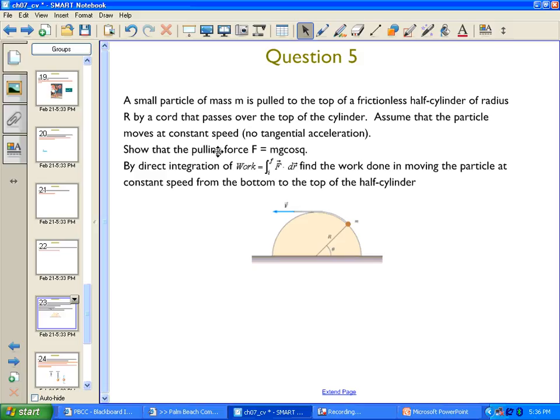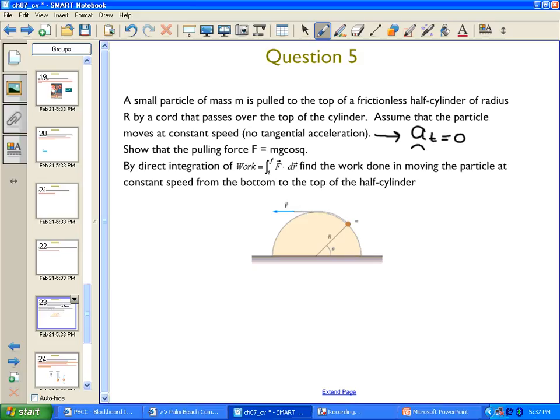Here we're told that a small particle of mass m is pulled to the top of a frictionless half cylinder of radius r by a cord that passes over the top of the cylinder. We are to assume that the particle moves at constant speed. Now that is very important, and note that it says here no tangential acceleration, which means that a tangential will be equal to 0, so the speed portion will not change.